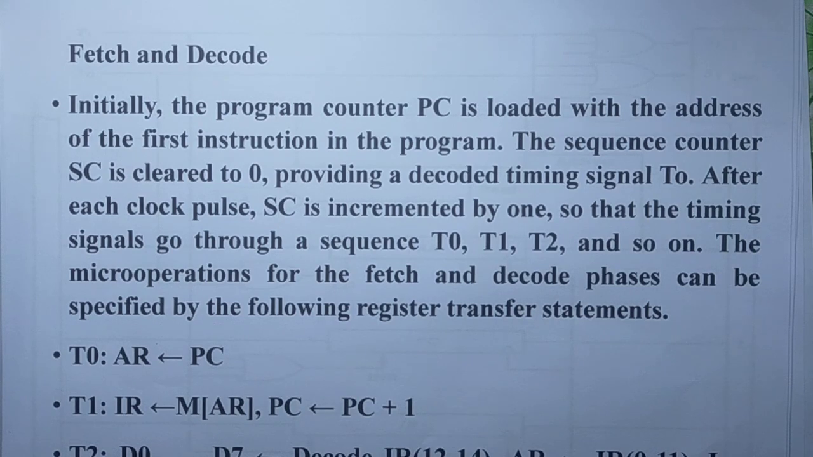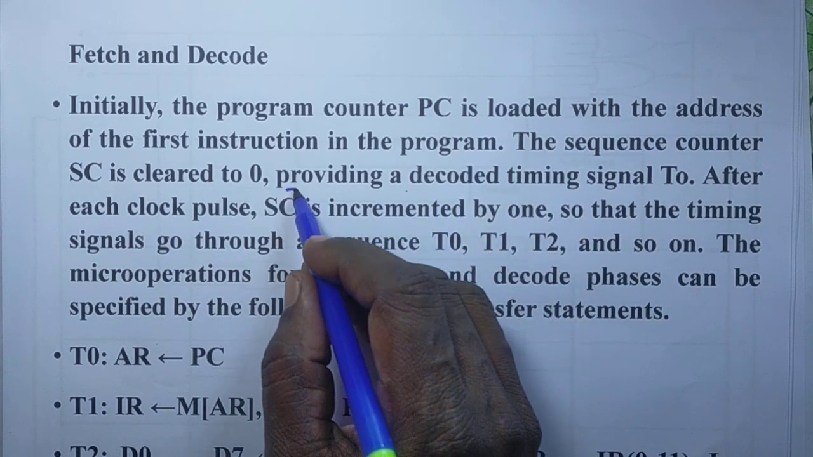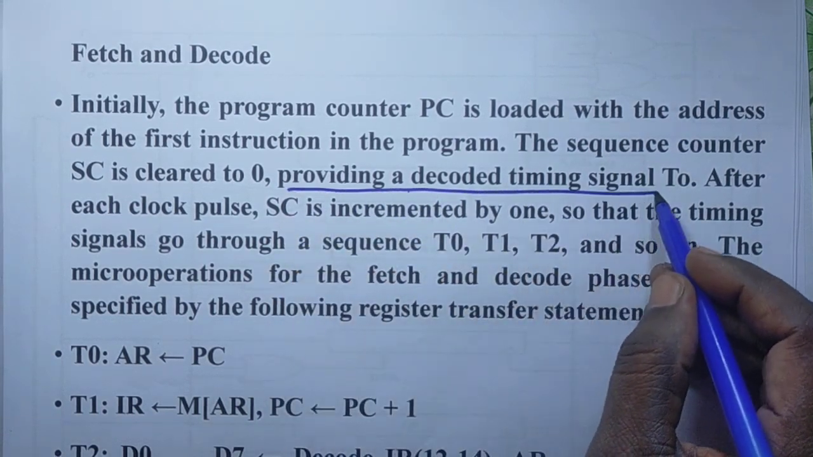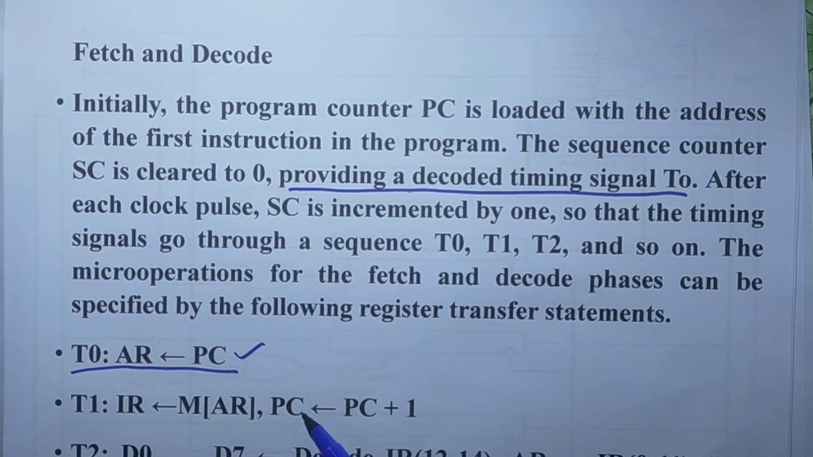Okay, so first T0 time, you see, in a very simple way. At T0 time, what happens? We provide the decoded time signal T0. At T0 time, the program counter receives or identifies the particular instruction and assigns it to the address register, that is, to that particular line. After that, it is one T0 clock time.